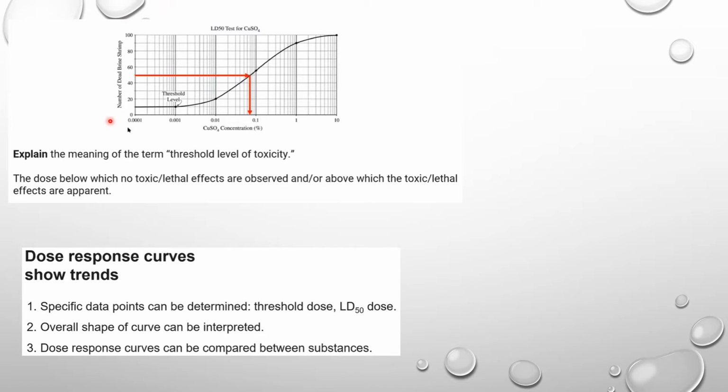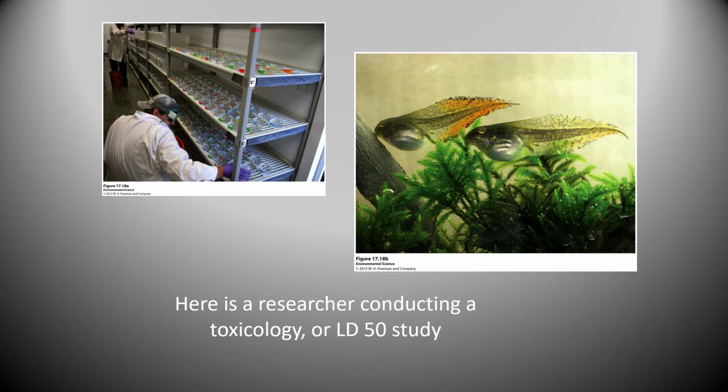This is actually a graph that was on an FRQ years and years ago with copper sulfate concentration and brine shrimp. So they were looking at mortality of brine shrimp, and you had to describe things that were happening on this curve and even make some calculations. And here we have a researcher in a lab actually conducting a toxicology study.